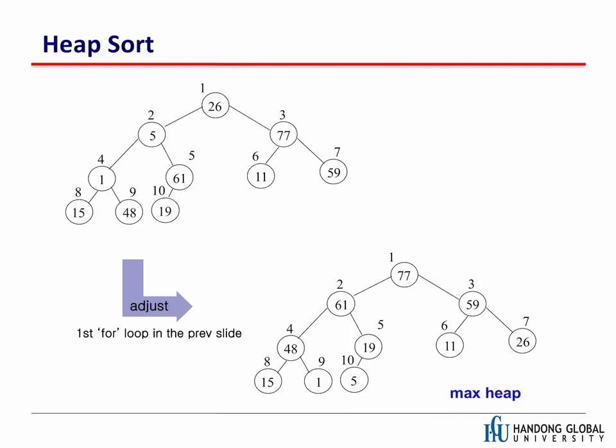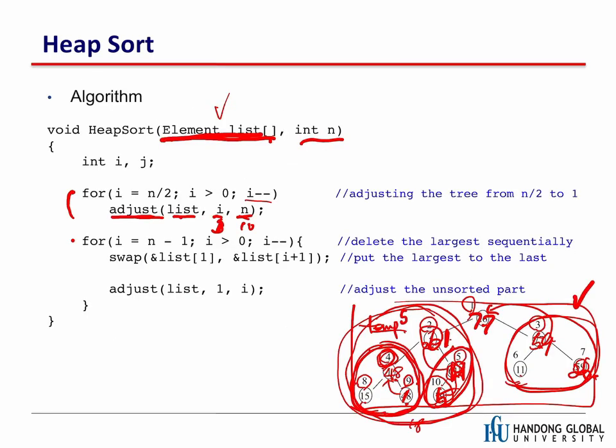Perfect. And now we are going to focus on the second for loop. But let me summarize the first for loop. So given this unsorted complete binary tree, the first for loop will make a max heap looking like this. Okay, it's beautiful. And then let's go back to the second for loop.